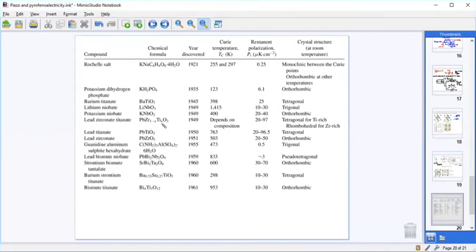PZT is another most familiar ferroelectric material, and this stoichiometric ratio decides a key factor in the Curie temperature, and the observed polarization value is of the order of 10 microcoulomb per centimeter squared. So these are the typical table of substances which show ferroelectricity.